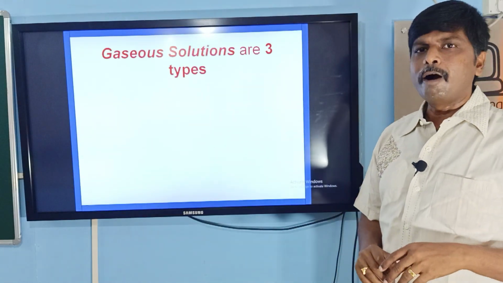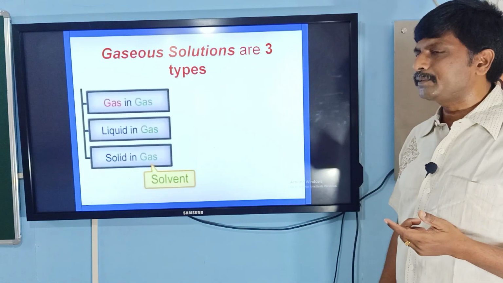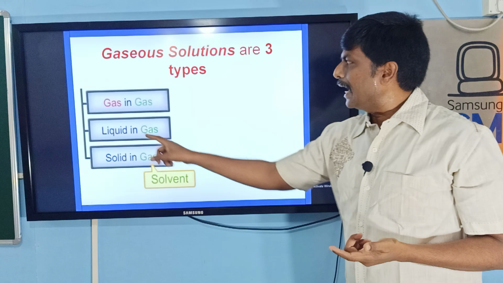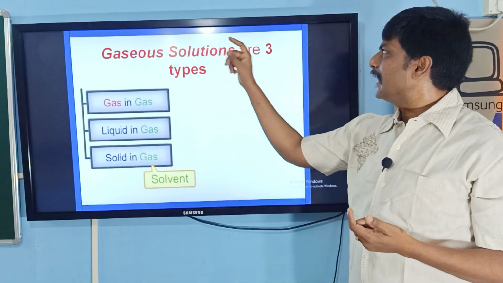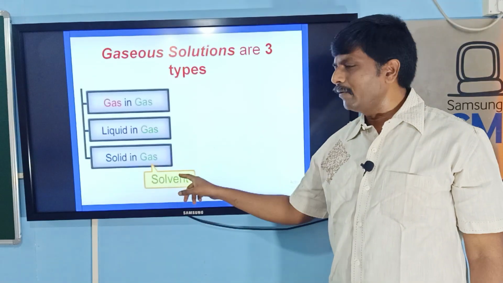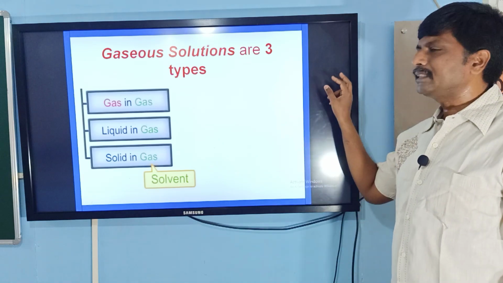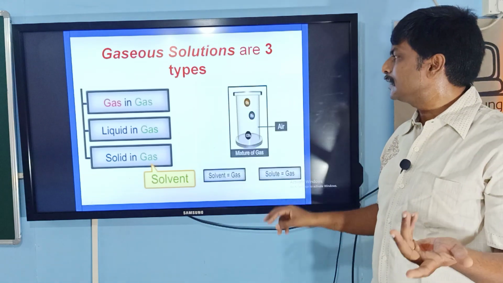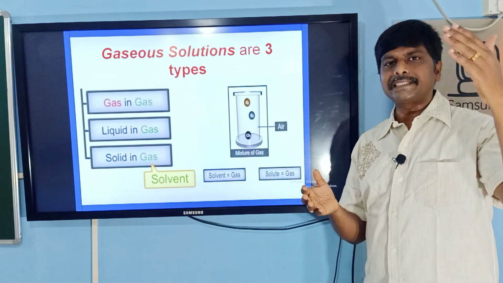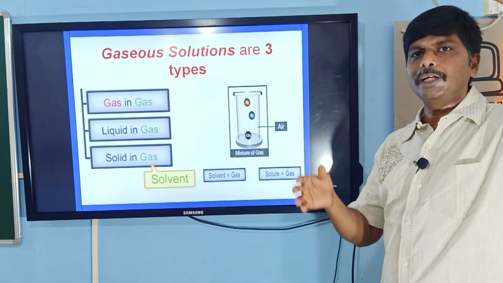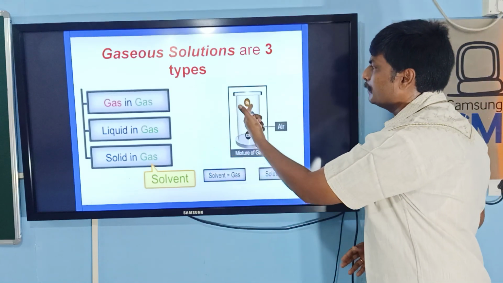Now we will see how many gaseous solutions are there. Gaseous solutions are of 3 types. What are the 3 types? Gas in gas, liquid in gas, solid in gas. In gaseous solutions, what is the solvent? Gas is the solvent. First one is gas in gas. That means solute is gas, solvent also gas. It is the homogeneous mixture of gases. One gas is solute, another gas is solvent. What is that mixture?